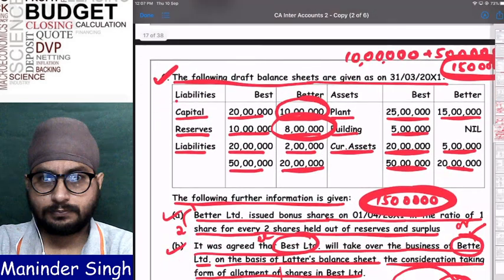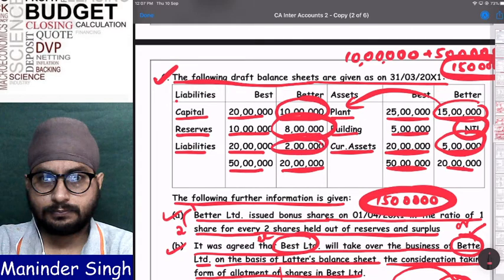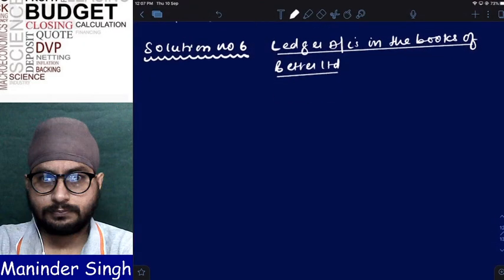Now coming back to the balance sheet. Now tell me, 15 lakhs is the plant of whom? Better Limited. So should I prepare a plant ledger account? Forget journal entries. Should I prepare building? Not required. Current assets should I prepare? Yes. Should I prepare liabilities account? Yes. Clear? Now we will prepare the plant account.